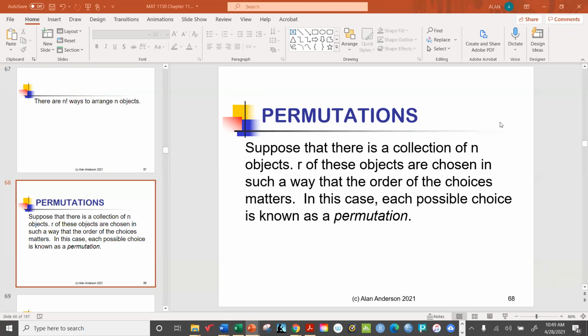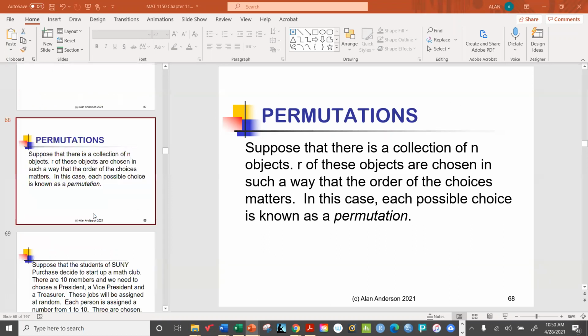And it's also possible that the order of selection does not matter. If the order of selection matters in some important way, then each selection is referred to as a permutation. Now, it's possible that you've heard this word before, permutation. Technically, it just means we're choosing objects from a larger collection where the order does matter. So let's see some examples to get an idea of what this actually means.